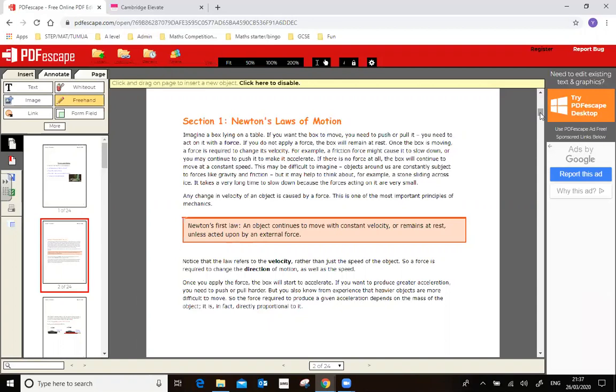You need to notice here that this law refers to the velocity rather than just the speed of the object. So a force is required to change the direction of motion as well as the speed. Once you apply the force, the box will start to accelerate. If you want to produce a greater acceleration, you need to push or pull harder. But you also know from experience that heavier objects are more difficult to move. So the force required to produce a given acceleration depends on the mass of the object. It is in fact directly proportional to it.